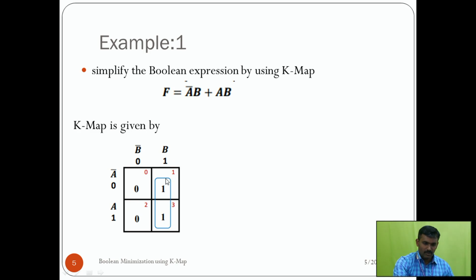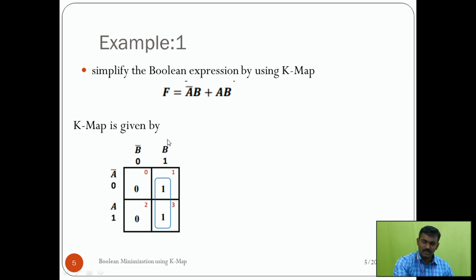Now we have to group these two. We already know that in adjacent cells only one variable changes. When we move right or left, upward or downward, in any direction, only one variable changes. See here, this is the minterm A bar B. What about this one, AB? So A bar B and AB: in this only A changes.